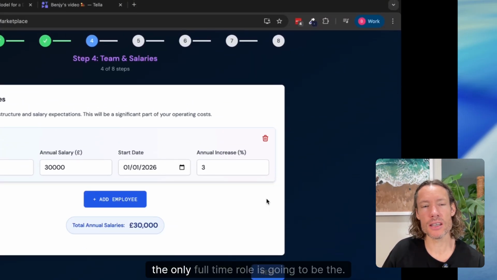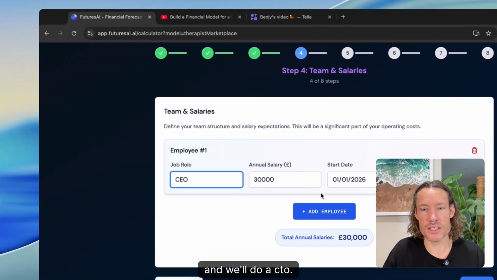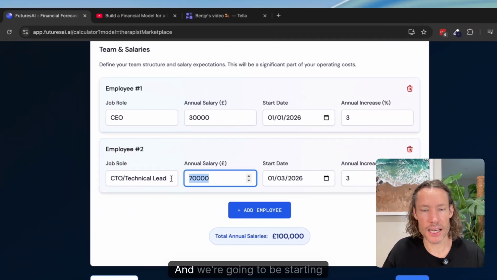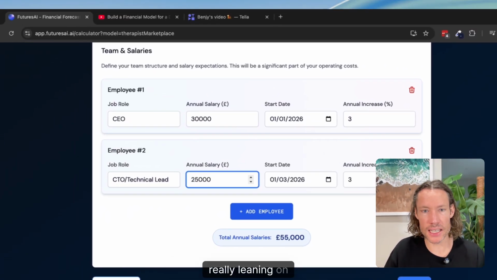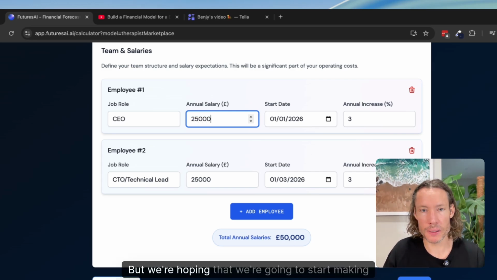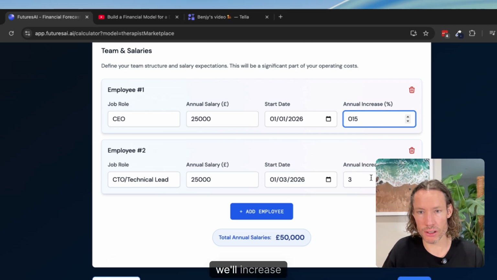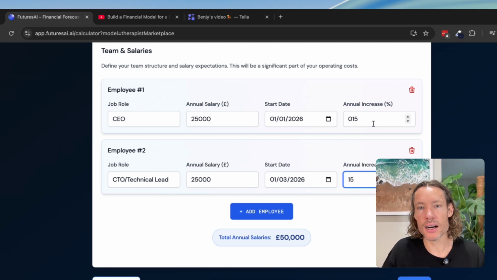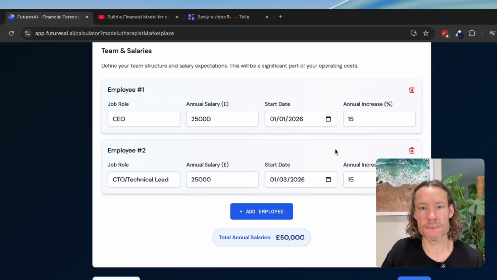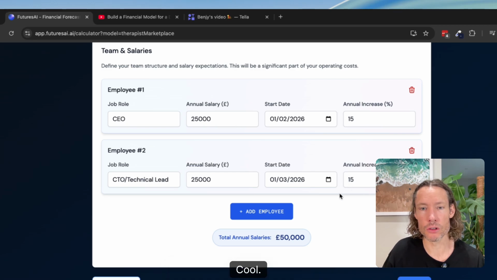And the only full-time roles are going to be the CEO and a CTO, technical lead. And we're going to be starting really lean on 25 grand salaries, but we're hoping that we're going to start making some good money, and so the increase is going to be much higher. We'll increase 15%. Cool. And when do they start? They start next month, 1 month before we go live. Cool.